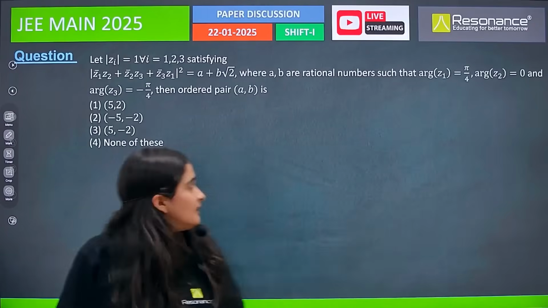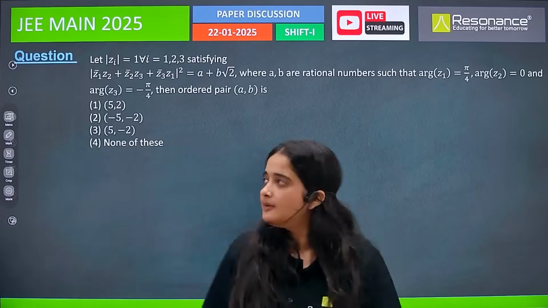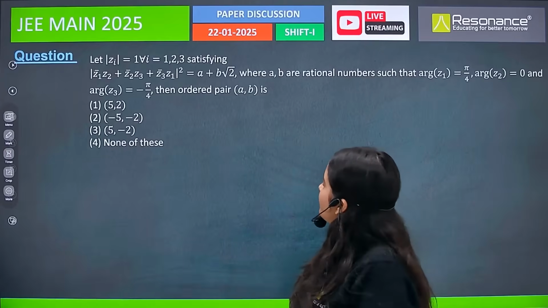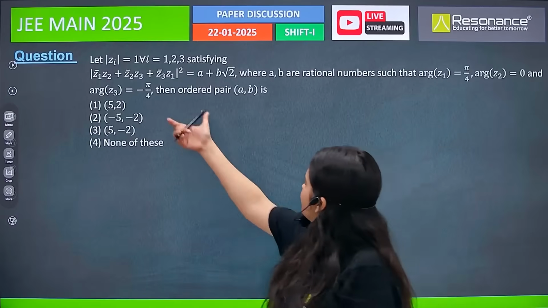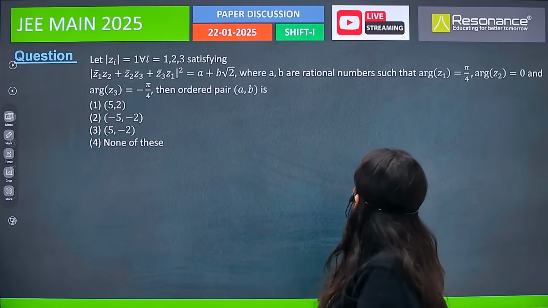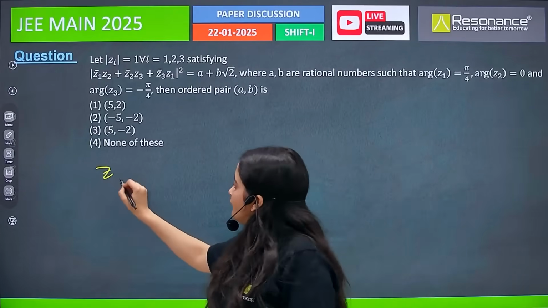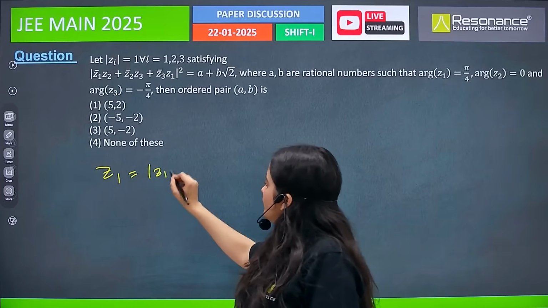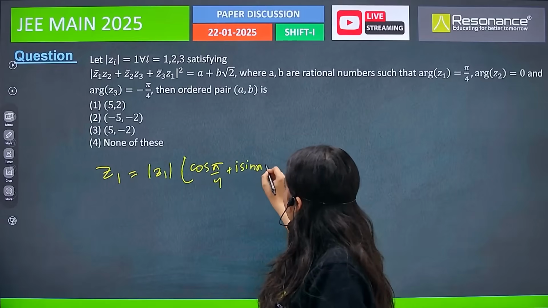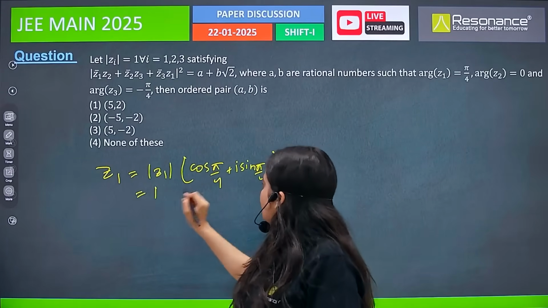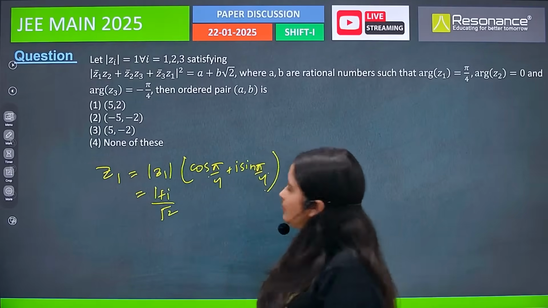Next question, you are given, mod z_i equals 1. I am given the modulus of the complex number is 1 for all i equals 1, 2, 3: mod z1, mod z2, mod z3 all are 1, satisfying this condition, and where a and b are rational numbers such that arg z1 is pi by 4. So what will be z1? z1 is equal to mod z1 into cos pi by 4 plus iota sin pi by 4. So what am I going to get? 1 by root 2 plus iota by root 2, that is, 1 plus iota by root 2.